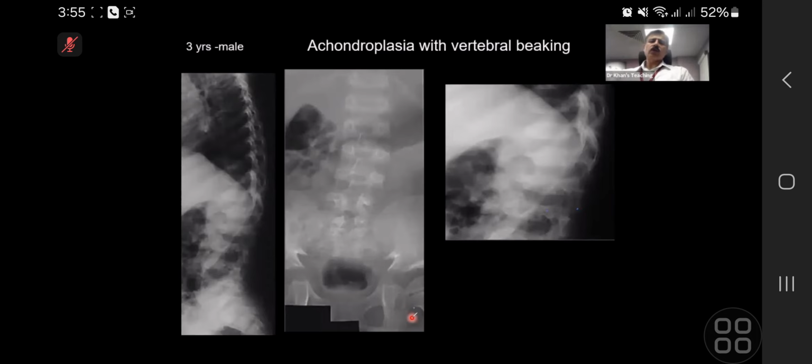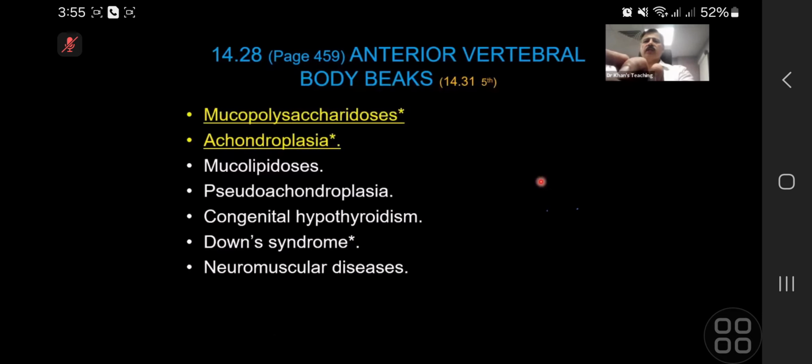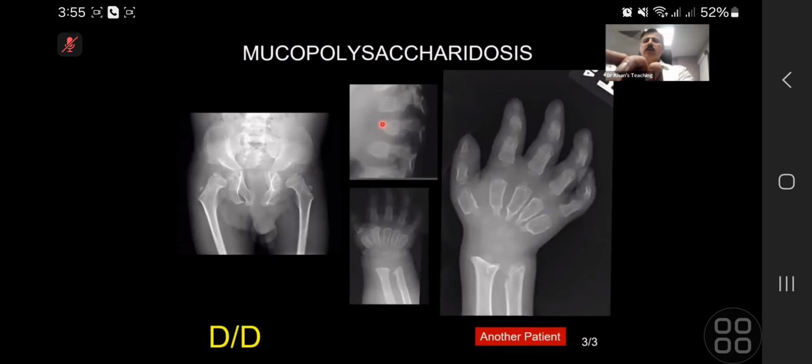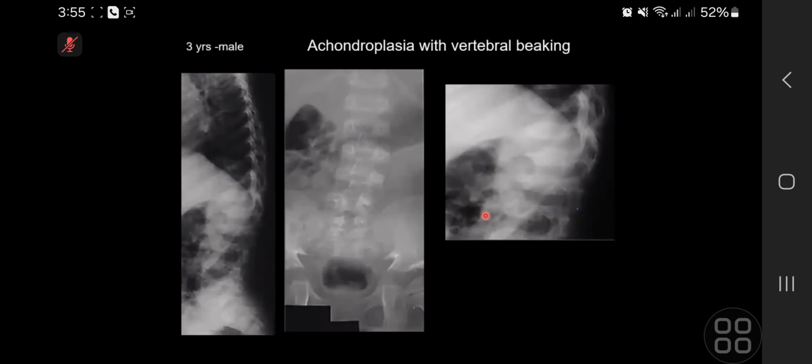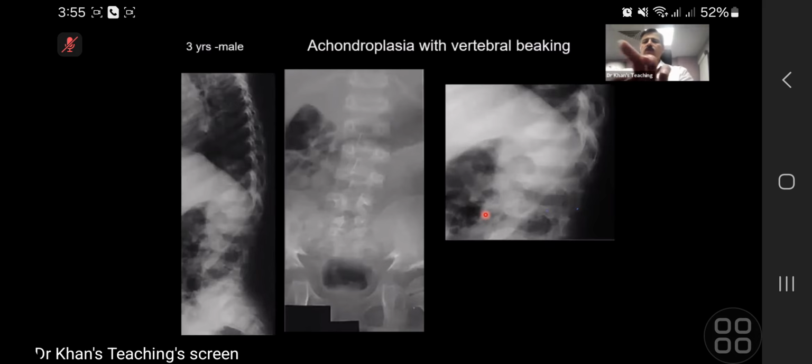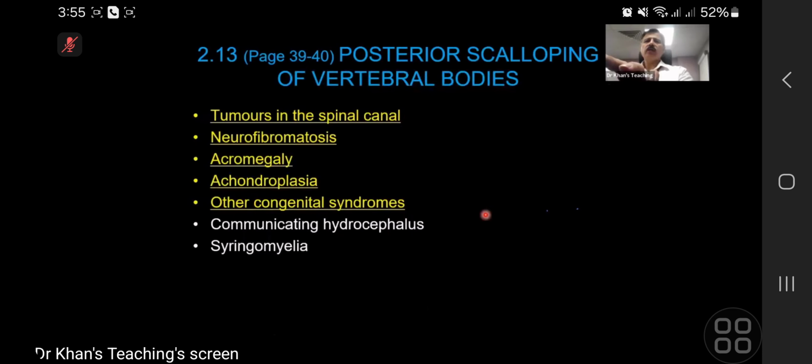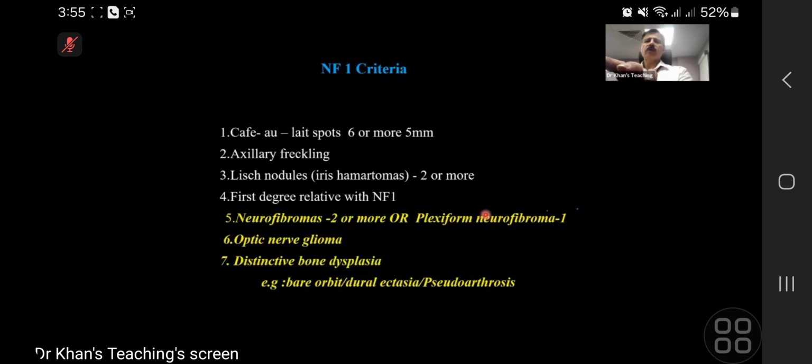So what I wanted to show in this case, that this anterior beaking of vertebra, please remember, beaking can be in the central portion, beaking can be in the inferior portion, which was the last case. You see this beaking here, it's inferior. Not specific just for one thing. It can be seen in achondroplasia. It can be seen in what we call mucopolysaccharidosis. So that was the main point here.